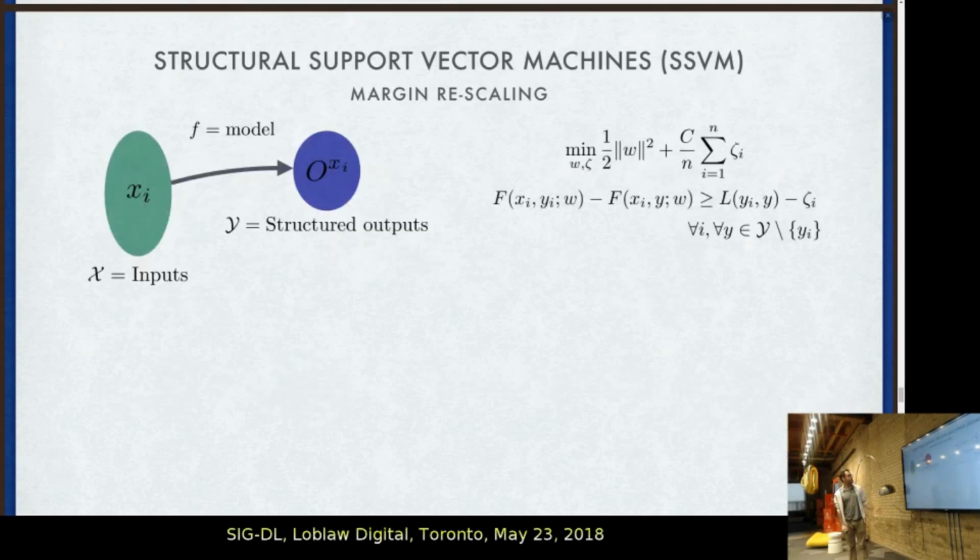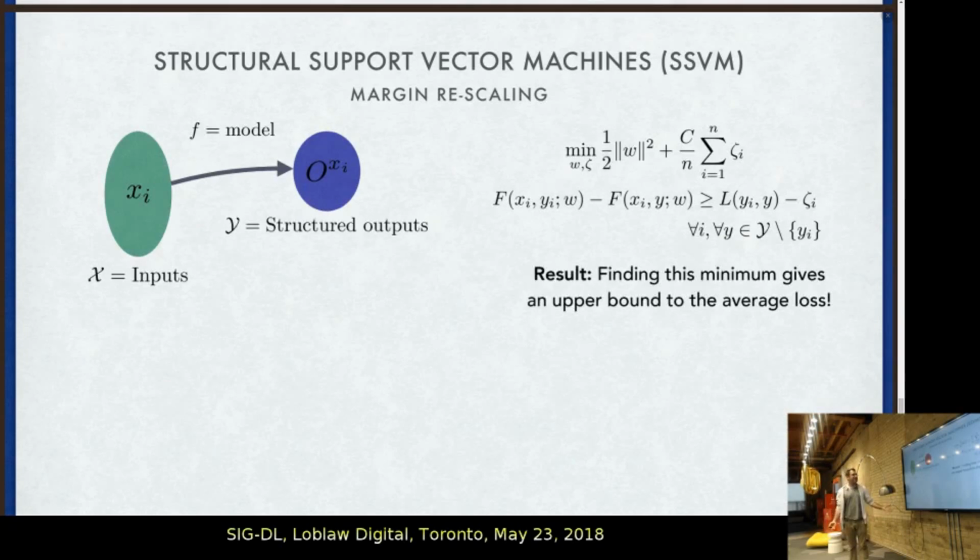And the good thing is that once we have this setup, really nice setup, let me write it again. There is a theorem in the paper or in one of the references that says that finding this minimum gives an upper bound to the average loss. So if you decrease that upper bound, you decrease the average loss. And that's exactly what you want. So that's why it's a surrogate. You are not really decreasing the loss directly. You are decreasing something that forces the loss to decrease.